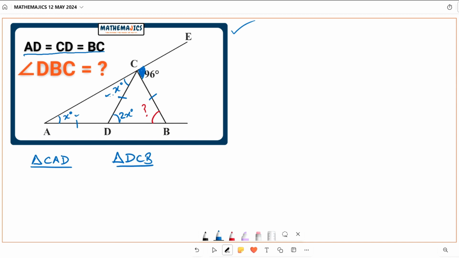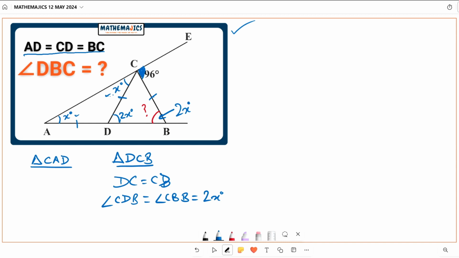Now look at triangle DCB. In triangle DCB, if you look, DC is equal to CB. DC is equal to CB, correct? Now, if these two sides are equal, the angles opposite to them will also be equal. That means angle CDB will be equal to angle CBD, both equal to 2x degrees. This will also be 2x degrees.